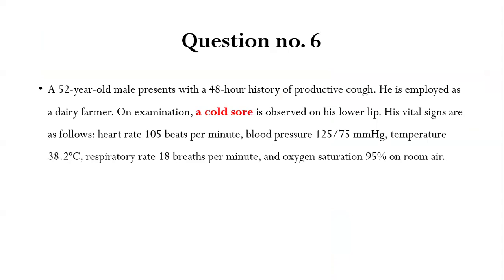The question says that a 52-year-old male presents with a 48-hour history of productive cough. He is employed as a dairy farmer. On examination, a cold sore is observed on his lower lip. His vital signs are as follows. He has a heart rate of 105 beats per minute. Blood pressure is 125 by 75 millimeters of mercury. Temperature is 38.2 degrees Celsius. Respiratory rate is 18 breaths per minute and oxygen saturation is 95% on room air.